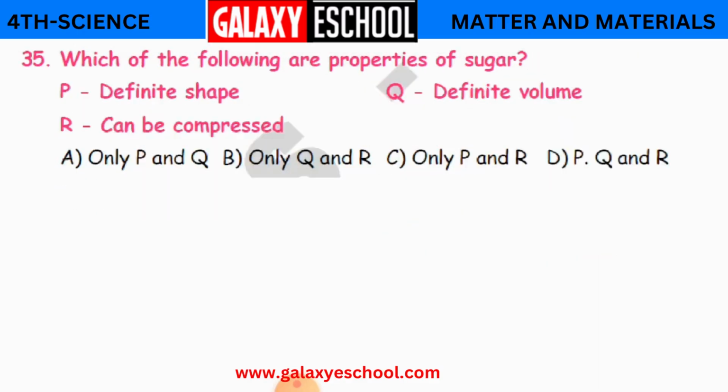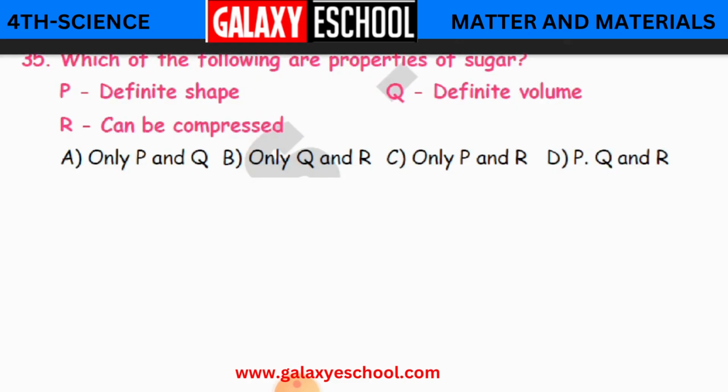35th question. Which of the following are properties of sugar? Here P is definite shape, Q is definite volume, R is can be compressed. So what will be the answer here? It has got a definite shape, and it has got a definite volume. So only P and Q is the answer.